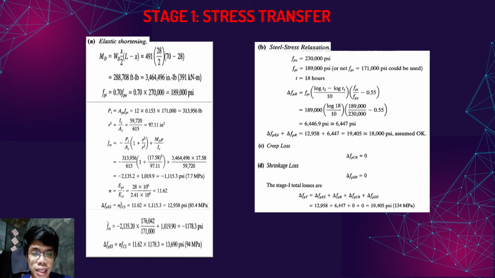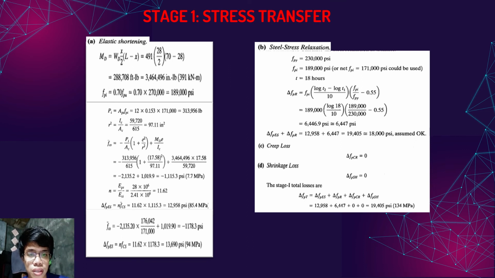After that, we then add the pre-stress loss due to elastic shortening and the steel stress relaxation. So that is 12,958 plus 6,447, which will give us an approximate value of 18,000 PSI. So the assumption was okay. So for the creep loss, we have a zero value for its pre-stress loss. Also for the shrinkage loss.